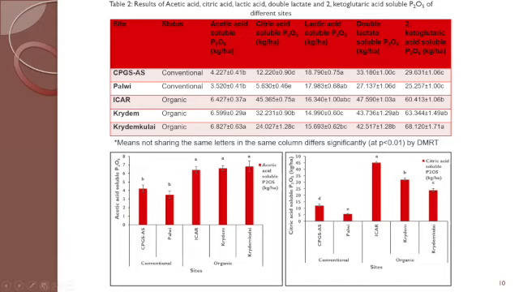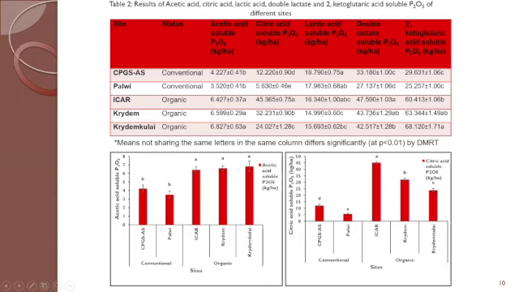Talking about lactic acid, not much difference could be seen in organic and conventional soils. In fact, it can be seen that a lower size of soluble P was obtained in the organic soil than that of the conventional soils. In case of double lactate soluble phosphorus, significantly bigger sizes of double lactate soluble P were identified under organically managed soils than that of the conventional soils.